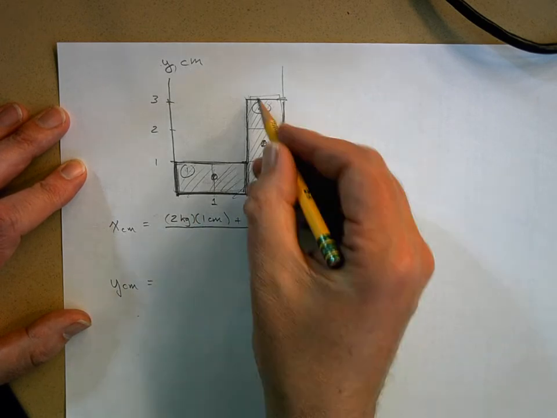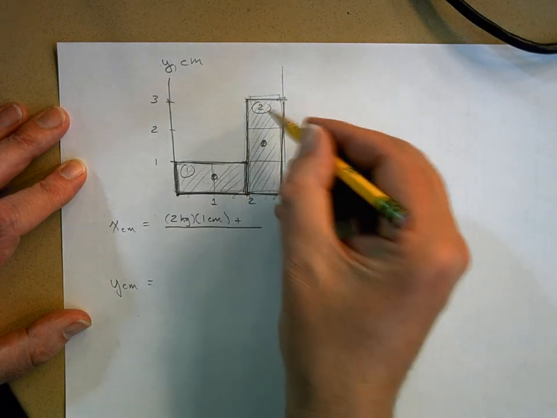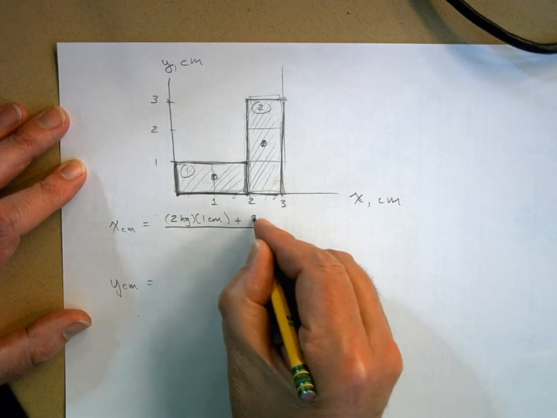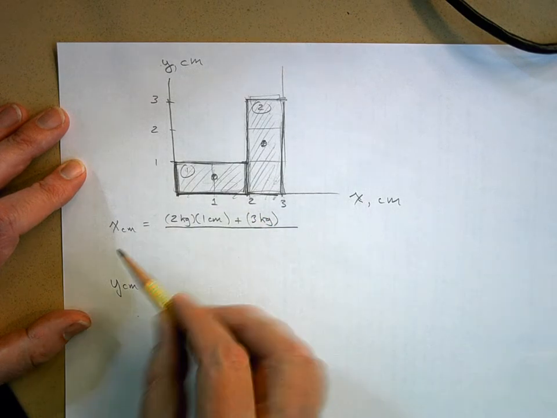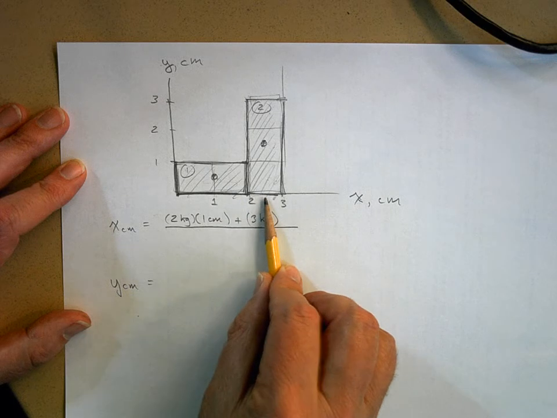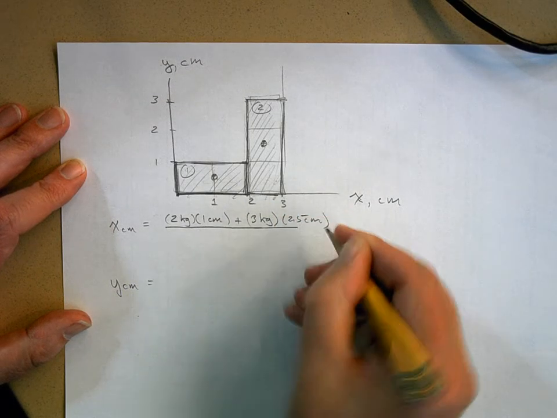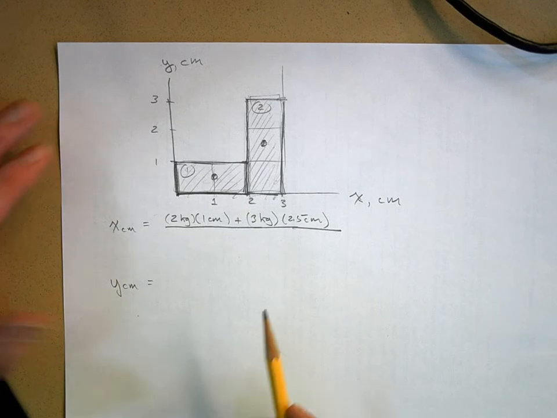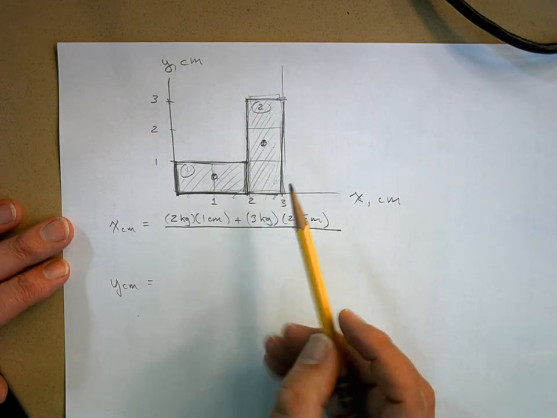Now, what is the mass of this shape? 1, 2, 3 kilograms. And where is its center of mass? Ooh, right there, 2.5. You see how I got 2.5? It's a rectangle, so where's the middle of a rectangle? Well, right in the middle.